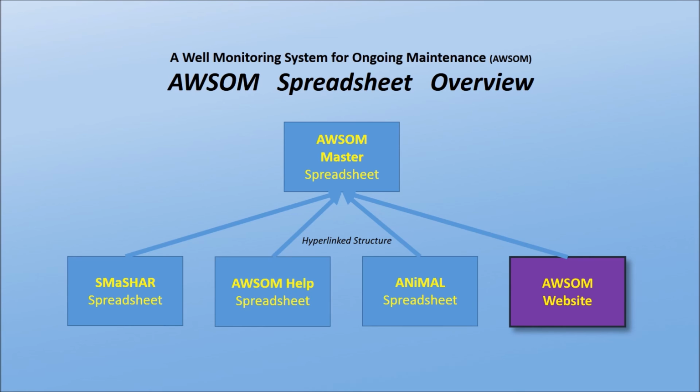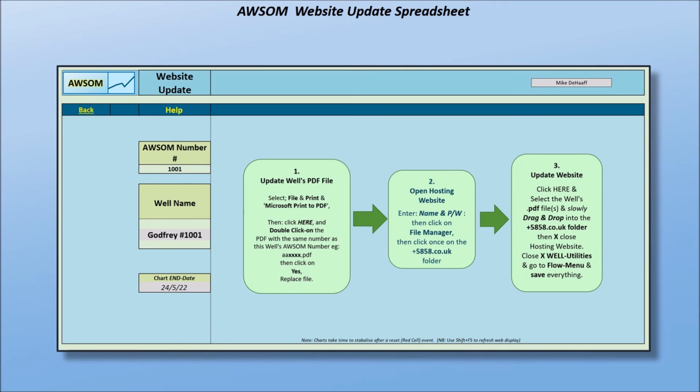Now we come to the AWSOM website. We've already seen this, so we'll just kick straight into the spreadsheet where it's activated. As we said, this is just for completeness, really. This is clicking on the main menu for box number 5, updating the web. You are then presented with a list of wells, and then clicking on a well, you will get these 3 instructions. Firstly, a reminder to update the wells PDF file. So it's saved the web's output, the wells output, in a PDF file. And then you click on box number 2, which is the open hosting website, after entering the name and the password.